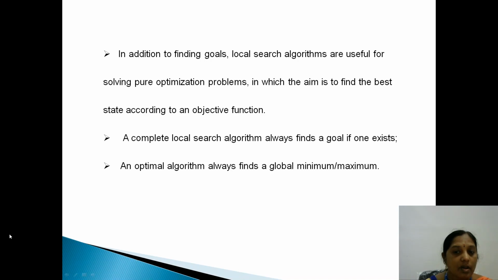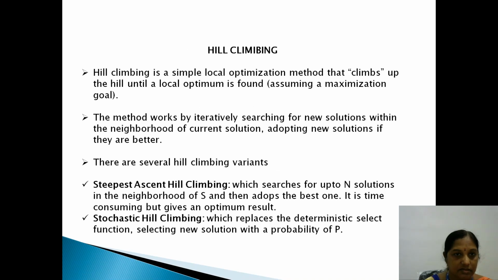What is the global maximum? Whenever we concentrate on the evaluation function, the highest peak of the value is called the global maximum. Next, what is the global minimum? If the evaluation corresponds to the cost, then the task is to find the lowest value, which is known as the global minimum. These two terms you should be aware of.